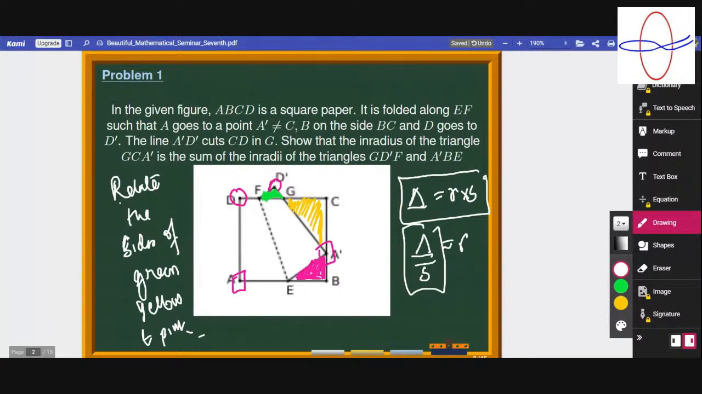How will you relate the sides of each of these triangles? Do you have any ideas? We need to connect the area of these triangles and the perimeter of these triangles individually. So in some sense, we are trying to connect the sides of these triangles together. How can you do it? What's really on your mind?